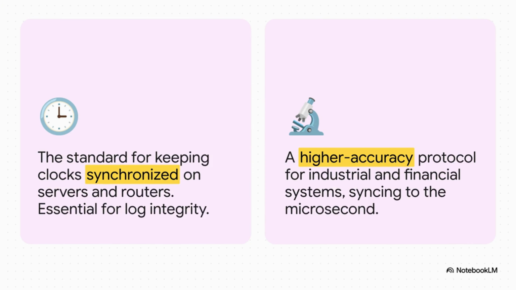The granddaddy of time protocols is NTP, the Network Time Protocol. This is the standard for keeping clocks on servers, routers, and pretty much everything else in sync. It's absolutely critical for things like accurate security logs and authentication systems. But what if you need even more accuracy? Like way more. That's where PTP, the Precision Time Protocol, comes in. This is for high-stakes environments like industrial manufacturing or high-frequency financial trading. For the exam, the key difference is precision. PTP is accurate down to the microsecond level, which is just insane.